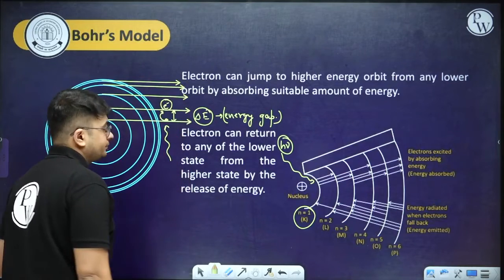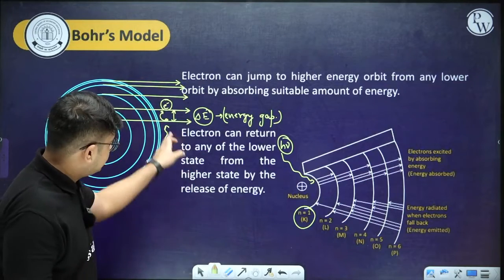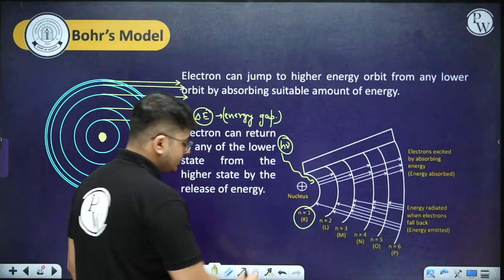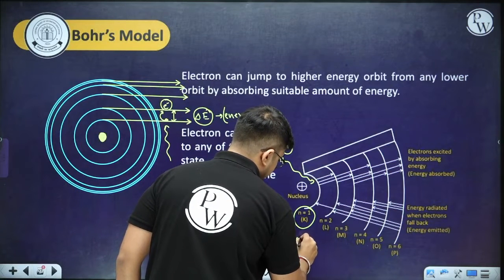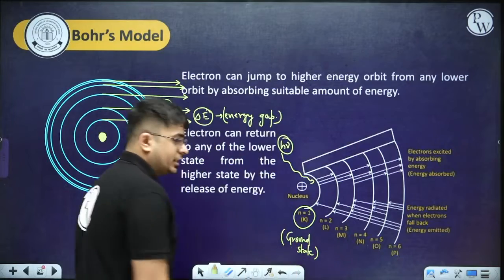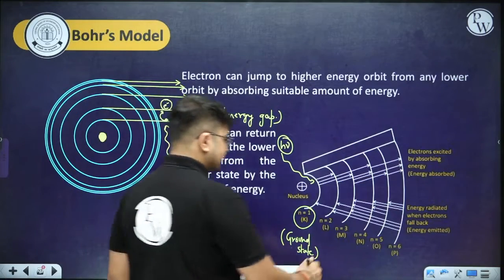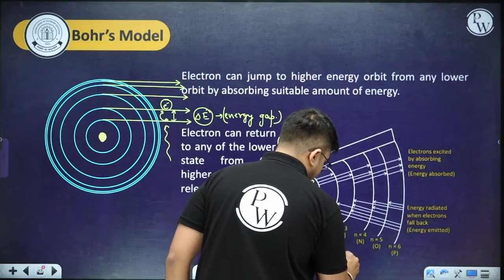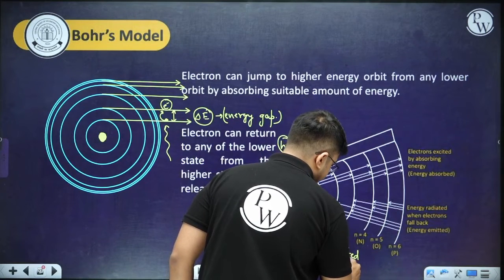And in this case, let's say this is the ground state. After absorbing the energy, the electron can move to the excited state.